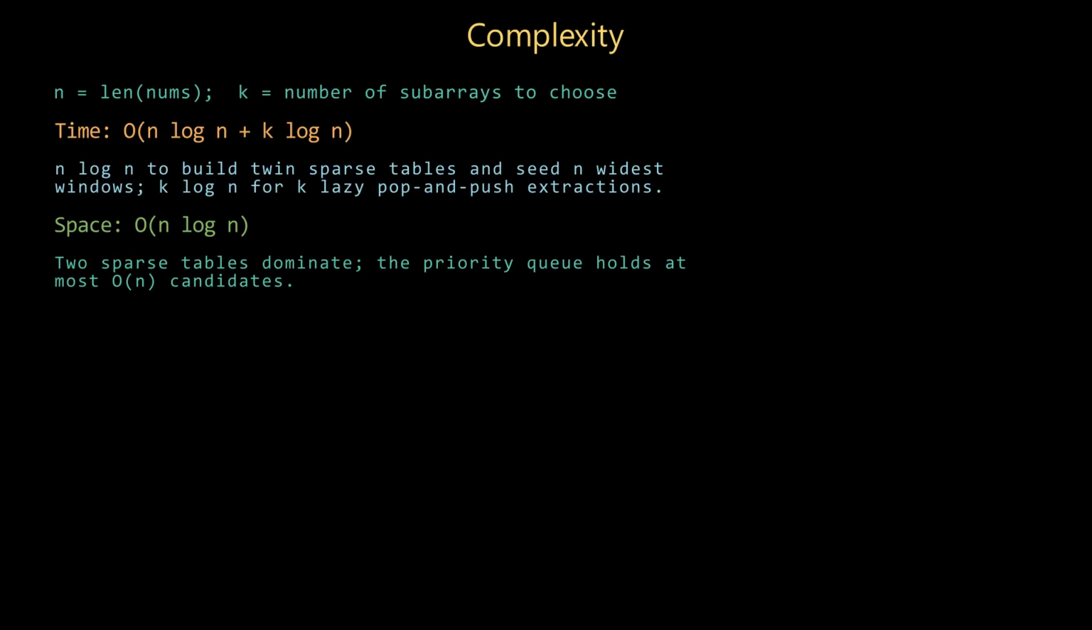Let n be the length of nums and k the number of subarrays to choose. Time is O of n log n plus k log n. Building the twin sparse tables costs n log n, seeding n widest windows adds n log n heap work, and k lazy extractions cost k log n. Space is O of n log n for the two sparse tables, which dominate the priority queue.